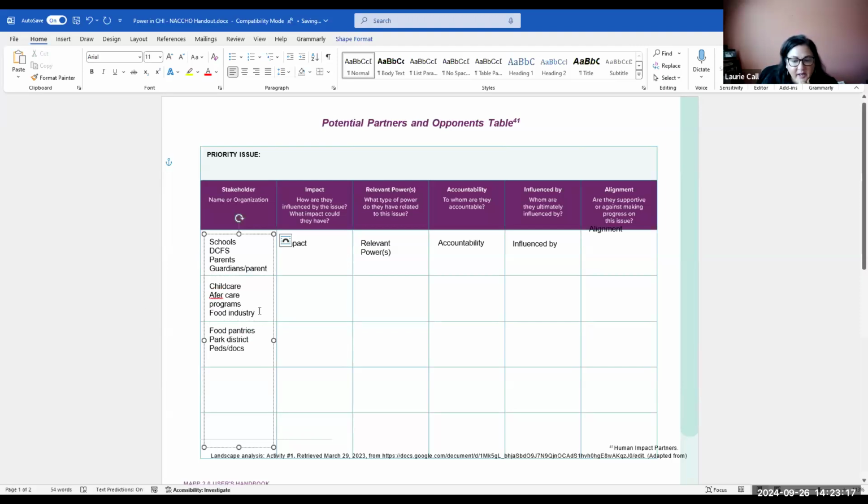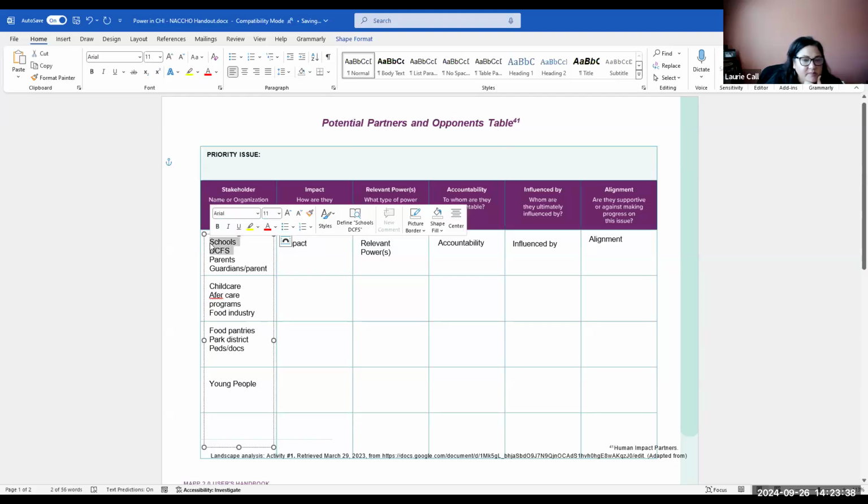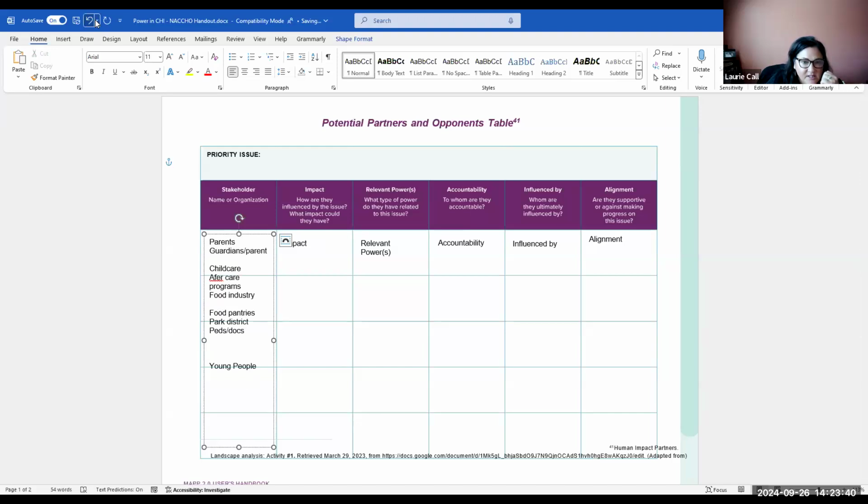Blessings in a Backpack group. Great. That sounds like a great group. Kids, young people, right? The kids under 10. So we're going to take a look at this table and just try to fill out a couple of these categories. So let's look at parents. What could their impact be on this issue of kids eating?